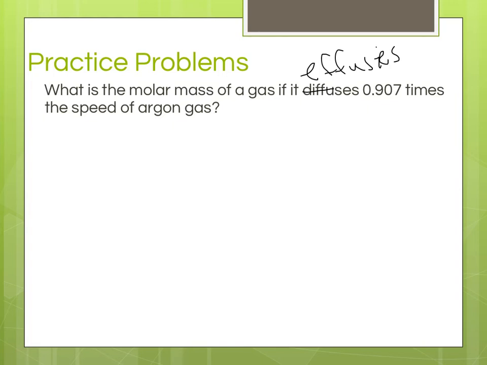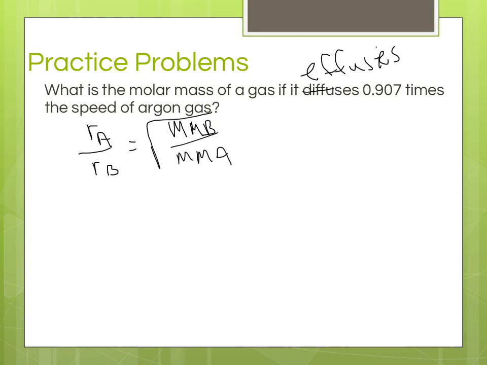0.907 times the speed of argon gas. Okay, so our gas is slower than argon gas. How do we know that? Because it's a less than 1 ratio. So that means our gas must be moving slower than argon. Now, we're talking rates here. So we're going to have the rate A over rate B is equal to the square root of molar mass B over molar mass A.